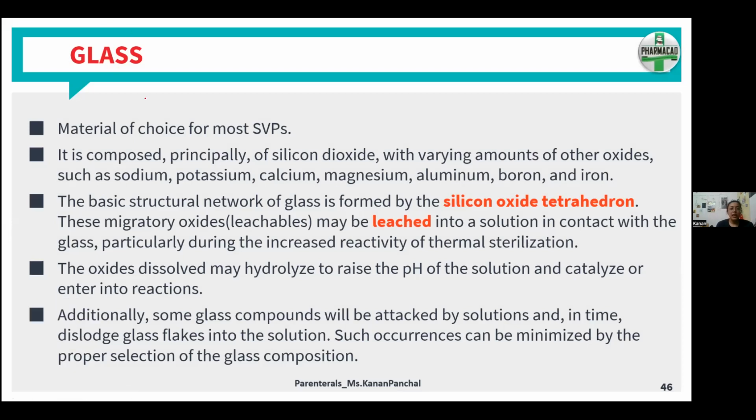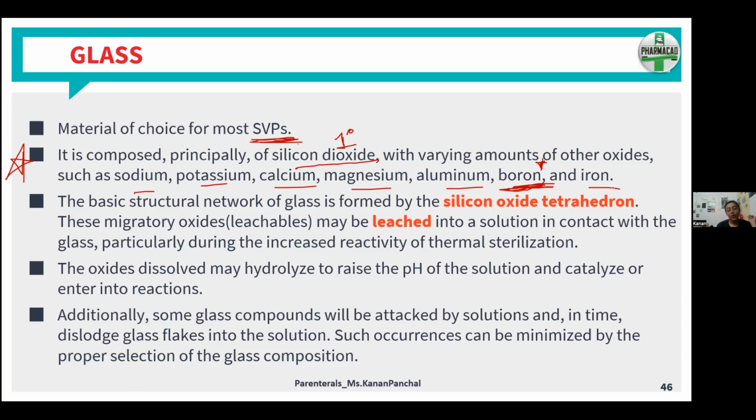Yeah. So glass is mostly the material of choice for your small volume parenterals. Okay, large volume में वो convenient नहीं होता है. And your glass is composed of, this is an important point, please make a note of this point. It is composed of your silicon dioxide with varying amount of other oxides. So this is your primary component of glass. And then you have other oxides of sodium, potassium, calcium, magnesium, aluminum. Boron is another important one here. Okay. And iron. All right. So these are the components of your glass.